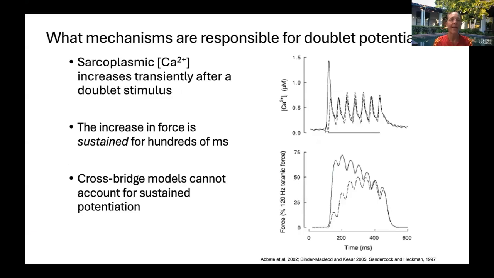So you might think that calcium underlies this increase in force. And so we can look at calcium concentration, which is this top graph here, in the sarcoplasm of a muscle. And indeed, the calcium increases and spikes with the addition of a doublet. But you also see that it drops off really quickly, within about 25 milliseconds. So while it might explain the increase in force, it doesn't explain the sustained force that occurs for several hundreds of milliseconds. So cross-bridge models cannot account for the sustained potentiation that we observe.